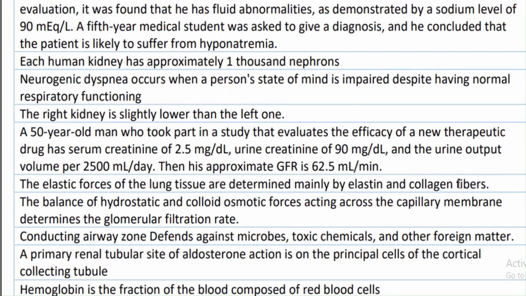True. A 50-year-old man who took part in a study that evaluates the efficacy of a new therapeutic drug has a serum creatinine of this, urine creatinine of this, and the urine output flow of this. Then his approximate GFR is 62.5 milliliters per minute. This is false.